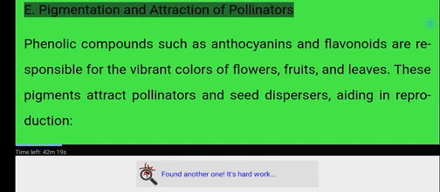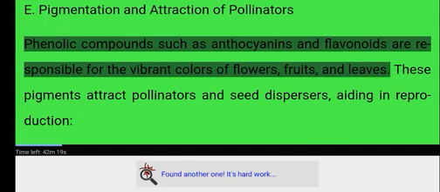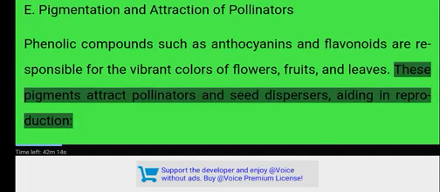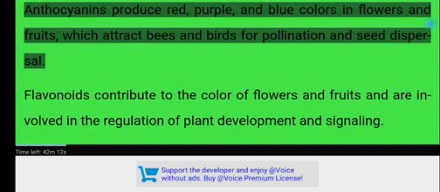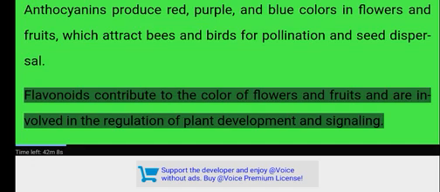E. Pigmentation and attraction of pollinators. Phenolic compounds such as anthocyanins and flavonoids are responsible for the vibrant colors of flowers, fruits, and leaves. These pigments attract pollinators and seed dispersers, aiding in reproduction. Anthocyanins produce red, purple, and blue colors in flowers and fruits, which attract bees and birds for pollination and seed dispersal. Flavonoids contribute to the color of flowers and fruits and are involved in the regulation of plant development and signaling.